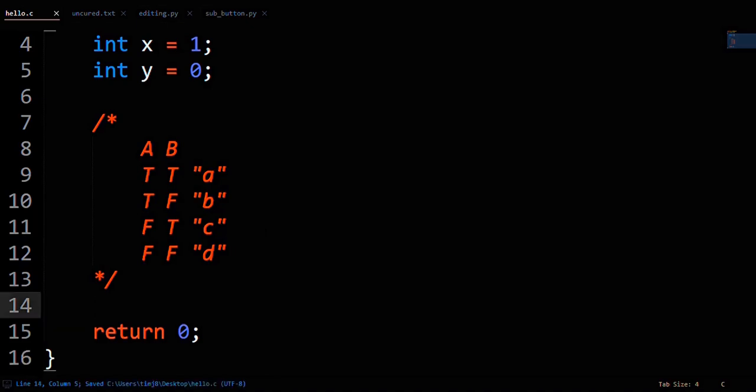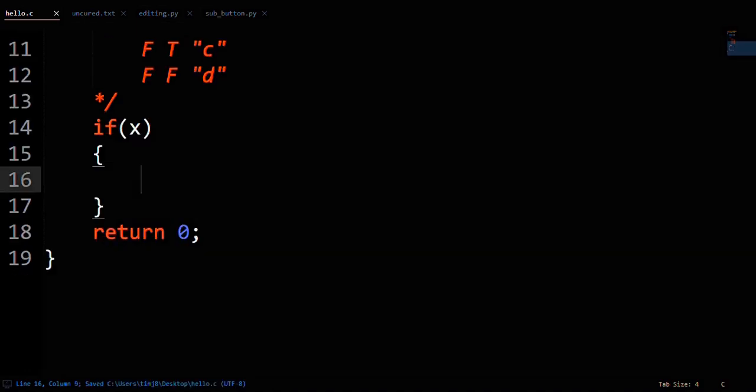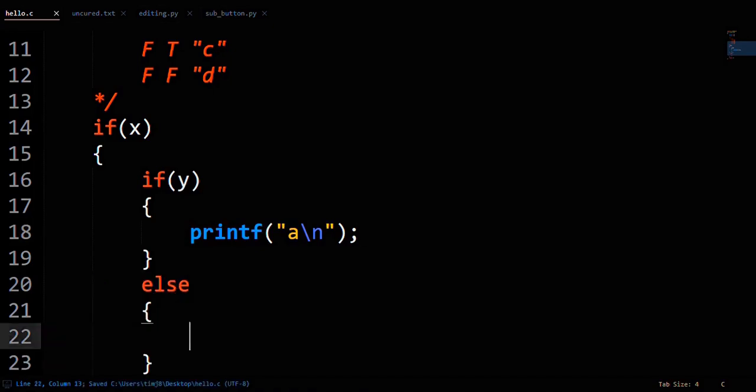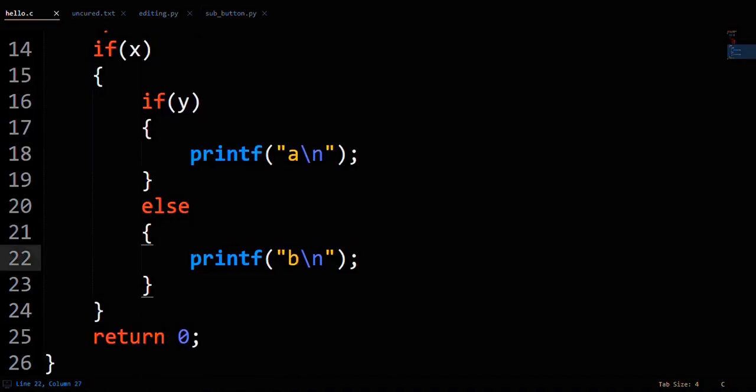If x, meaning only run the code inside these curly braces if x is non-zero, inside here we must also check y. If y is non-zero, we already know x is non-zero, so we'll print out A. Else, this is where the nesting gets hard to read. This condition is saying, if x is non-zero and y is not non-zero, in that case we should be printing B. Outside of x being non-zero, we'll do an else, where x is 0.